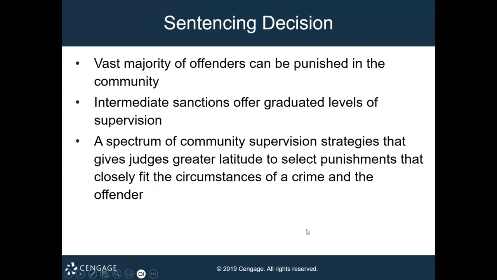There we go. Sentencing. The vast majority of offenders can be punished in the community, and that is absolutely true. Most offenders, like I mentioned much earlier in this recording, are sentenced to probation, to community corrections. The majority of offenders are not sent to prison. When we say intermediate sanctions, we are talking about something other than prison. So there are a lot of different things that could happen instead of prison. And that's what this class is going to be about. And they will take place in the community.